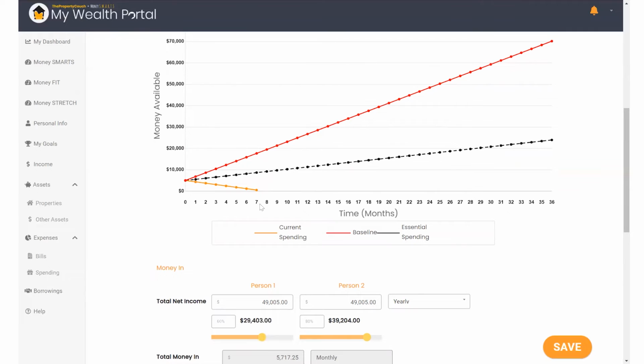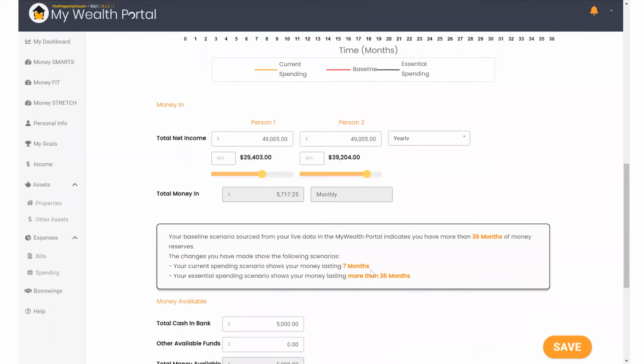We got there. Now, if we kept that current spending up, then technically we would only have around 7 months of reserve. And you can see that coming down here. So as we move these numbers around, we start to get an indication of just how long our money was going to last us. Now, you can see that with current spending, with essential spending.